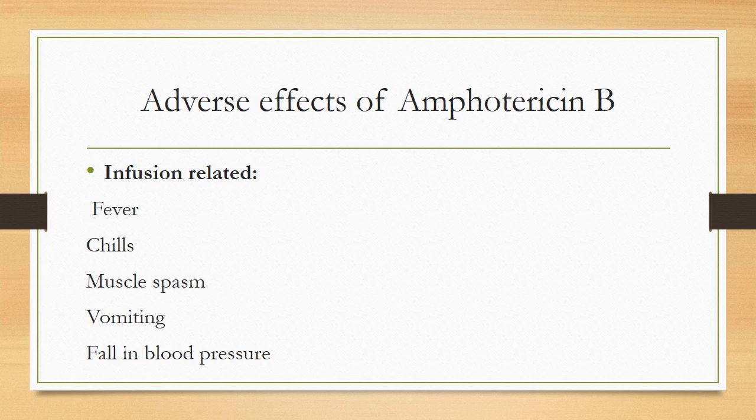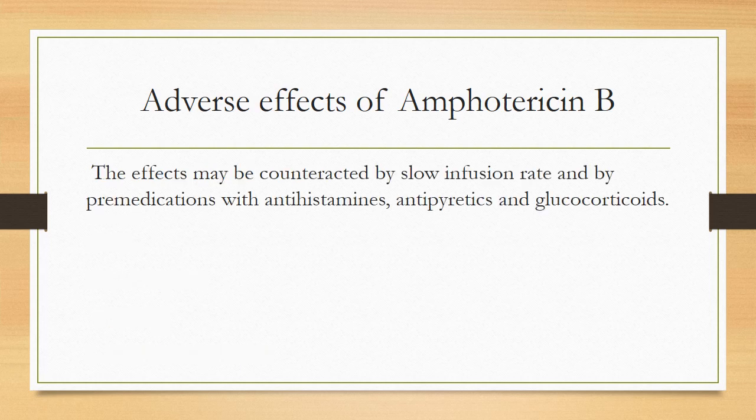Adverse effects of amphotericin B. Infusion-related adverse effects include fever, chills, spasm of the muscles, vomiting, and there may be a fall in blood pressure. These effects may be counteracted by a slow infusion rate and by pre-medication with antihistamines, antipyretics, and glucocorticoids.